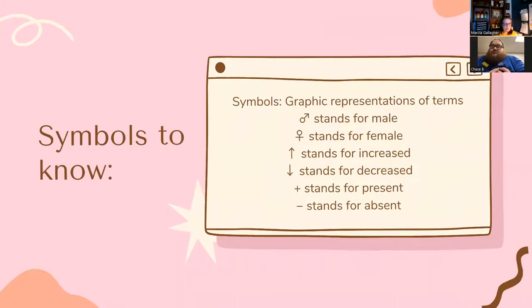Okay, and this came out of your book too. These are important symbols to know. So this little symbol here means male. That means female. The arrow up stands for increased. The arrow down stands for decreased. Plus stands for present. Minus stands for absent. Not too hard, right? Just remember the male and the female. Those are very, very important. Not so much for anything except for when you're working in a medical facility. You'll sometimes see these symbols.